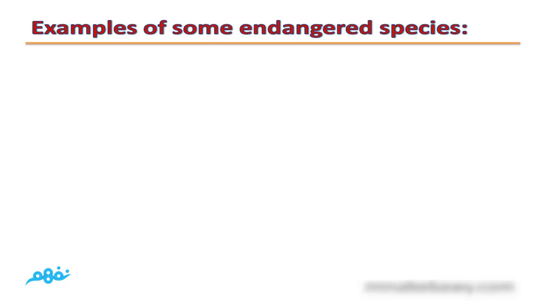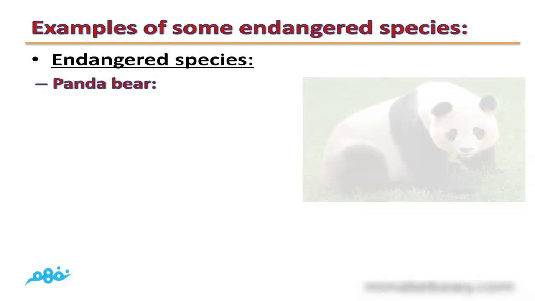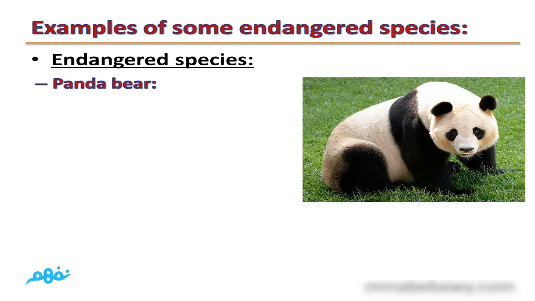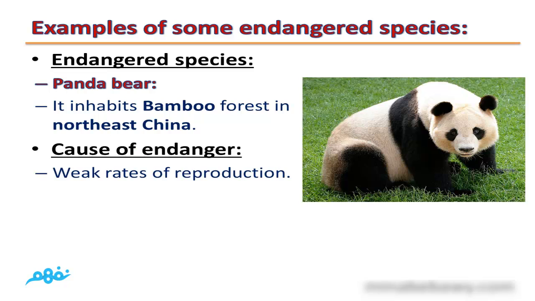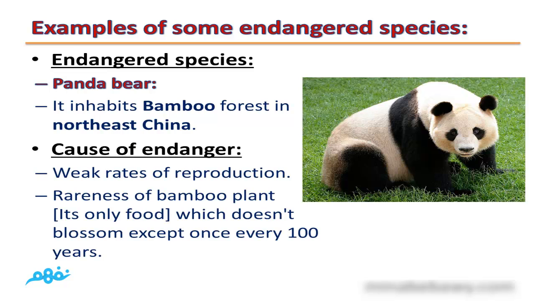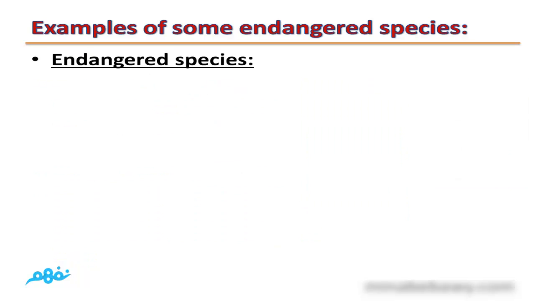Examples of some endangered species. Panda bear. It inhabits bamboo forest in northeast China. Cause of endanger: weak rates of reproduction, and rareness of bamboo plant, its only food, which doesn't blossom except once every 100 years.